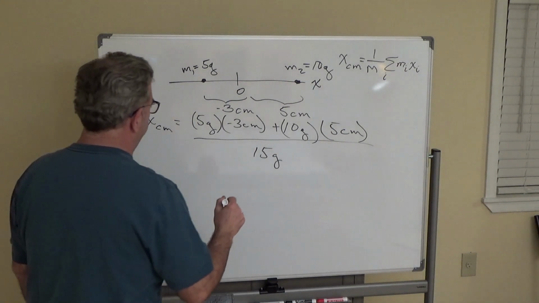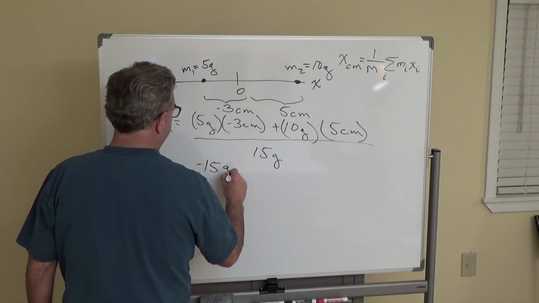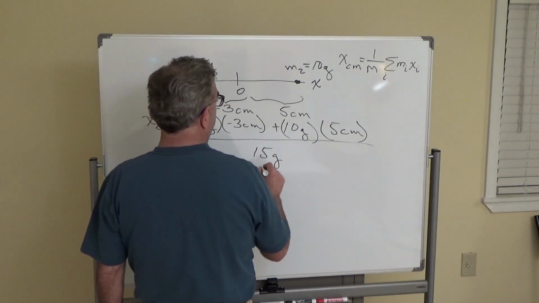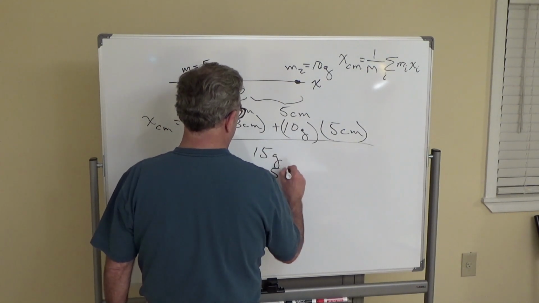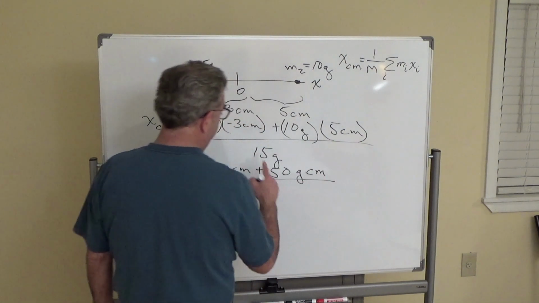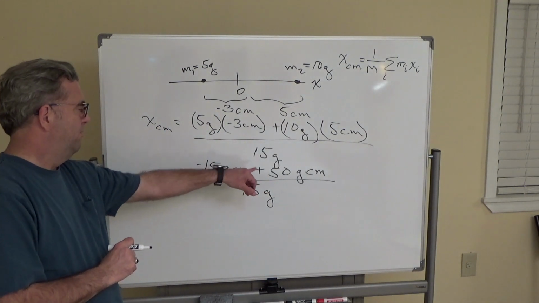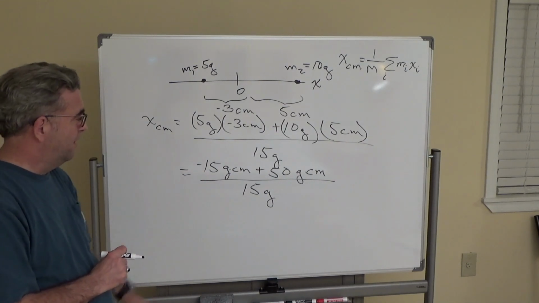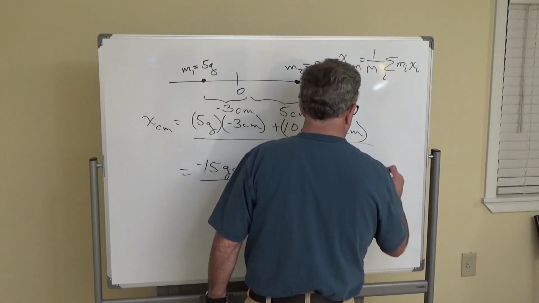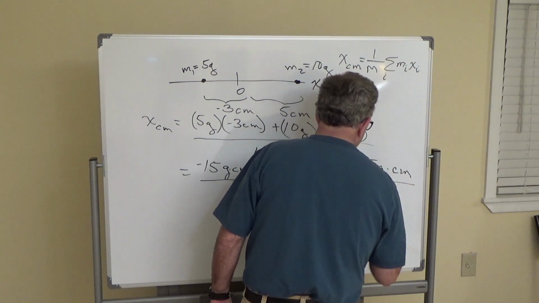So we'll do this calculation. This is equal to -15 gram centimeters plus 50 gram centimeters divided by 15 grams. Okay, so 50 minus 15, I think that's 35. So this is equal to 35 gram centimeters divided by 15 grams.